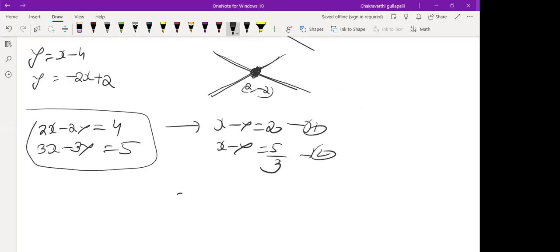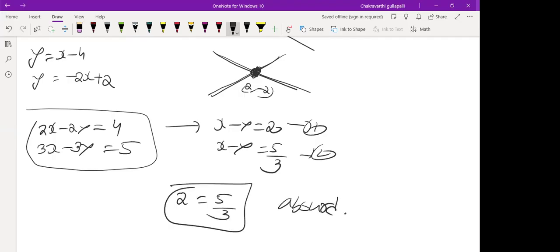So when 1 and 2 imply 2 equal to 5 by 3, which is an absurdity. 2 cannot be equal to 5 by 3, which is wrong. That means there exists no x and y which will satisfy both the equations, because if this equation is satisfied, this will not be satisfied. Absurdity means there exists no x and y which will satisfy both, because 2 cannot be equal to 5 by 3.